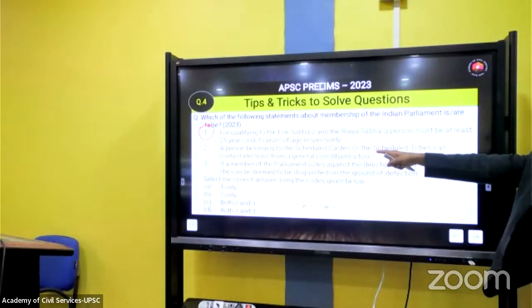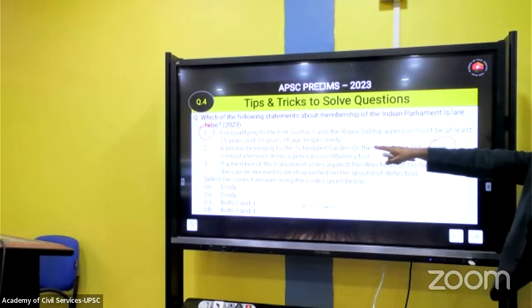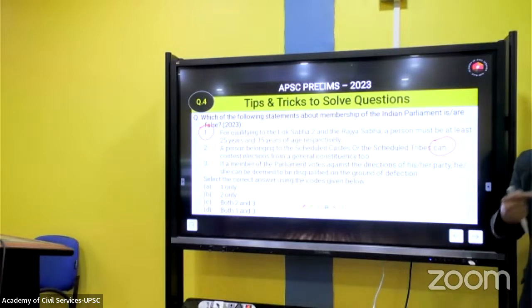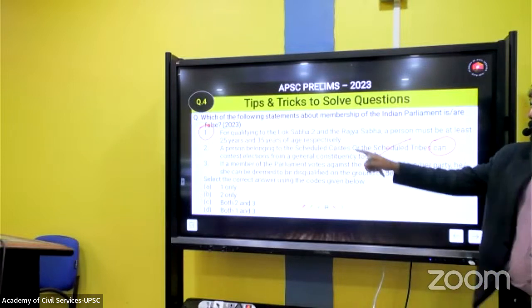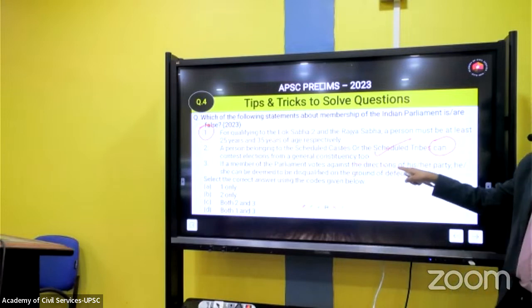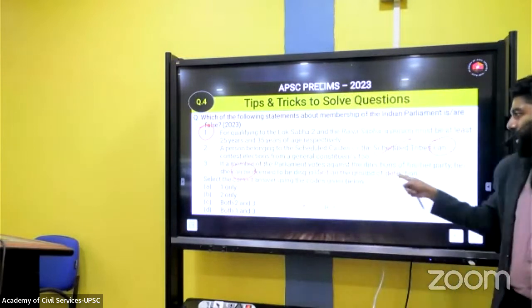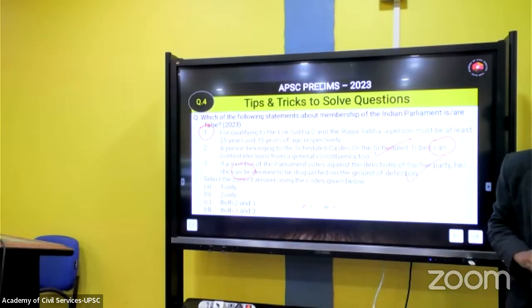A person belonging to a scheduled caste or scheduled tribe can contest election from a general constituency too. Is it possible? When there is a can, we have to assume it's possible, because we are solving without knowledge. If a member of parliament votes against the direction of his or her party, he or she can be deemed to be disqualified on the ground of defection. Can be? Yes, possible. It can be disqualified. 2 and 3 are the answer. Now tell me the answer.